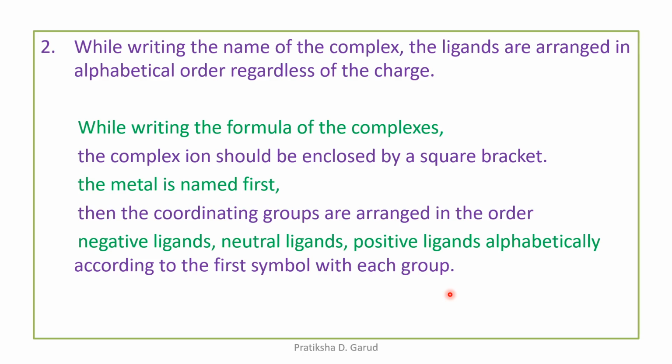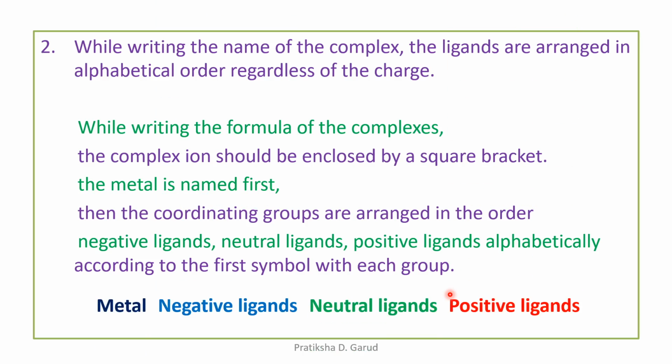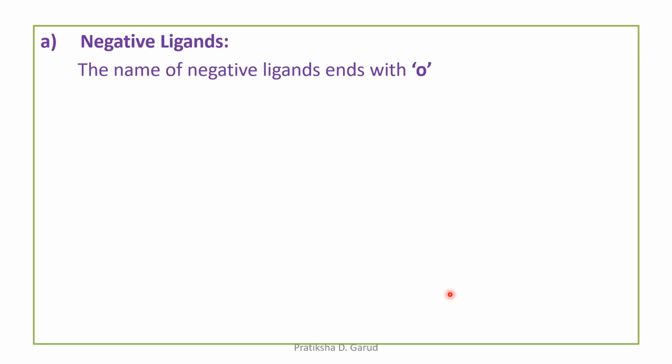That means we have the metal, then the negative ligands, then the neutral ligands, and the positive ligands, and all are placed in a square bracket. This is how we write the formula or the structure of the complexes. So let us see the examples. First of all, the negative ligands. The names of negative ligands end with the letter O.